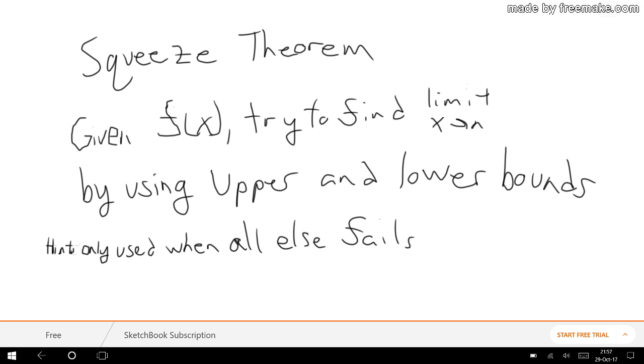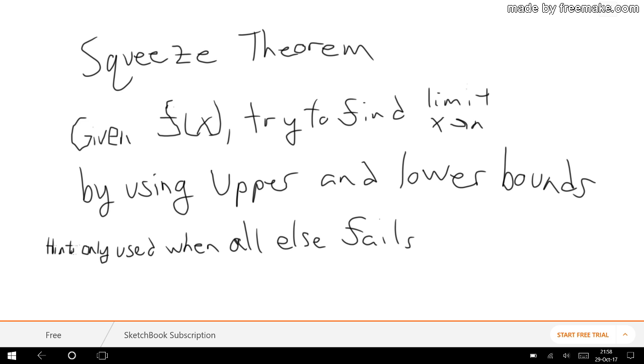So we're going to start with just what the Squeeze Theorem is, and it's basically saying that when you're given a function, you're trying to find a limit by using an upper and a lower bound system. We'll go over a lot more about that in just a little bit, but just recognize that you're going to be using bounds. The hint is that you're only going to use this when everything else fails. So when L'Hopital's rule keeps giving you an indeterminate form, or when you can't simply plug in a number to find an answer, that's when you would use the squeeze theorem.